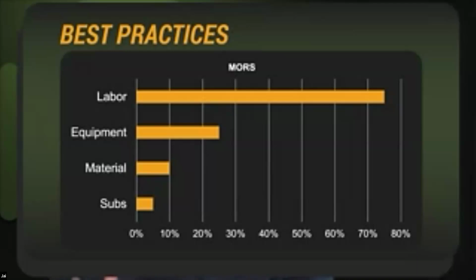Now, some of the industry averages to keep in mind. Because subs manage themselves, we only apply an overhead markup of 5%. But with materials, there is some slight management involved. So there's a higher markup at 10%. Now with equipment, it definitely needs to be managed, organized, who's taking what equipment to site or if it needs repairs. So we have a higher markup at 25%.